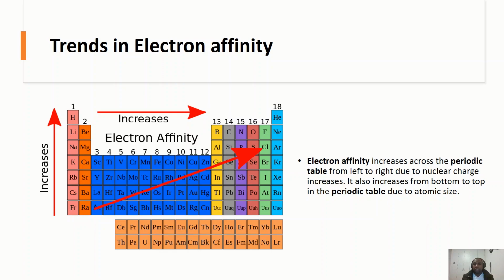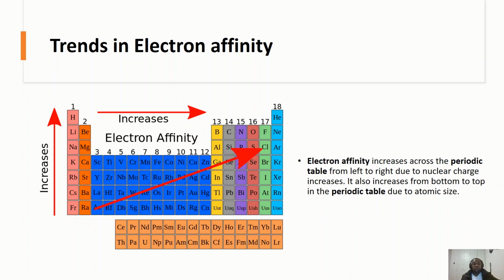So electron affinity increases across the periodic table. That means when you are moving from left to right, you're going to have more positive protons in the nucleus, and the positive protons can attract more of the negative electrons to itself. That's why it increases across the periodic table from left to right, due to the nuclear charge in the nucleus. It also increases from bottom to top in the periodic table, due to atomic size. We can also explain that.